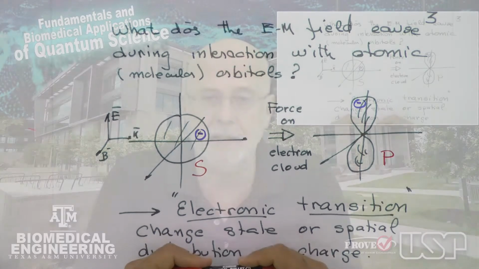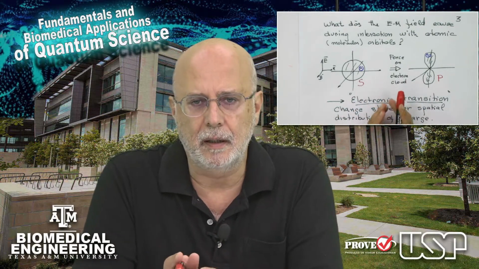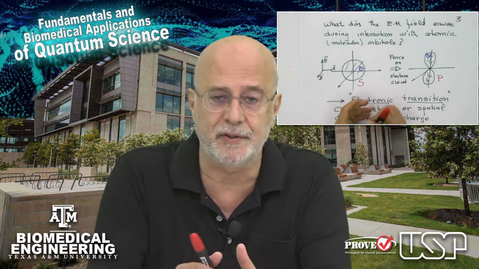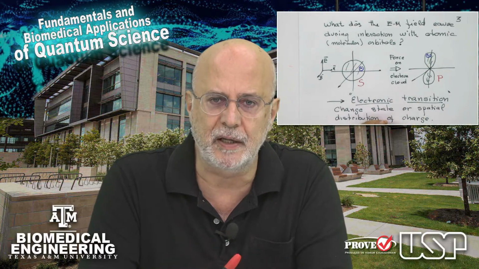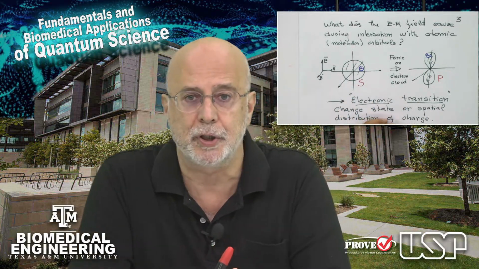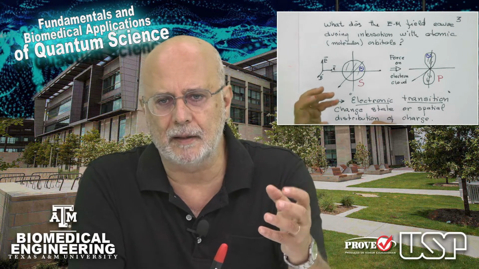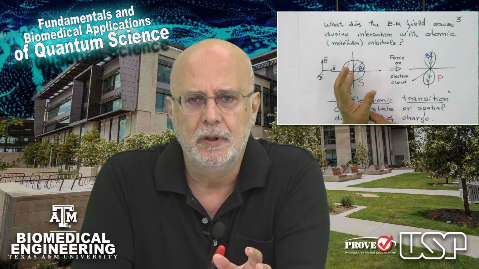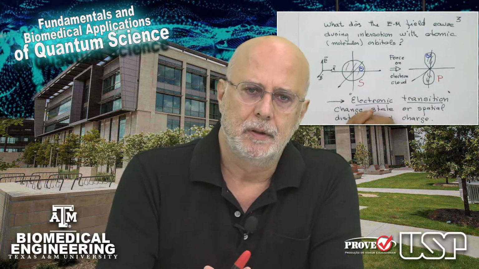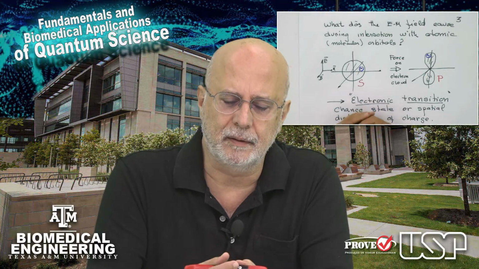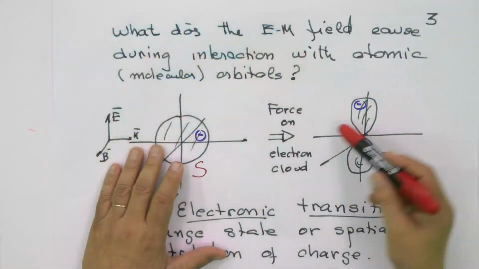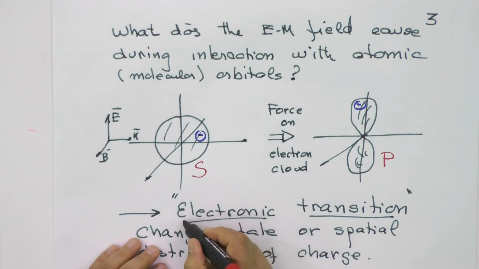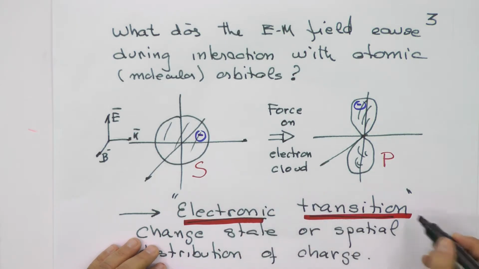Because we have to understand that the electron in the atom has to stay in either of the many possible states. And the many possible states have a different spatial distribution. So the electromagnetic field will act on this and maybe will produce a new distribution. So we'll make sure that the atom can go from here to a new state. And that's what we call electronic transition, caused by the electromagnetic field.